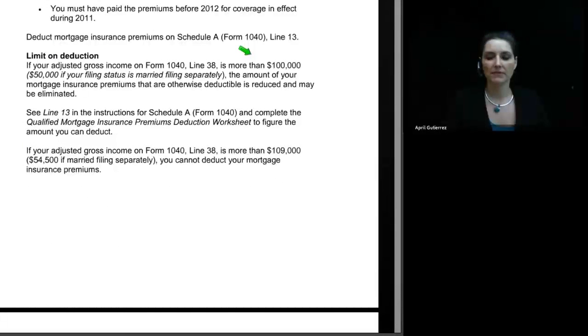The income has to be less than $100,000 on a joint return or $50,000 if separate to claim a full deduction. If your income is above that amount, you might be allowed a partial deduction, but the phase out is pretty rapid. By the time your income hits $109,000, you are not allowed a deduction at all for married filing joint, and or any other filing status. And if you're filing separately, it's half that amount.